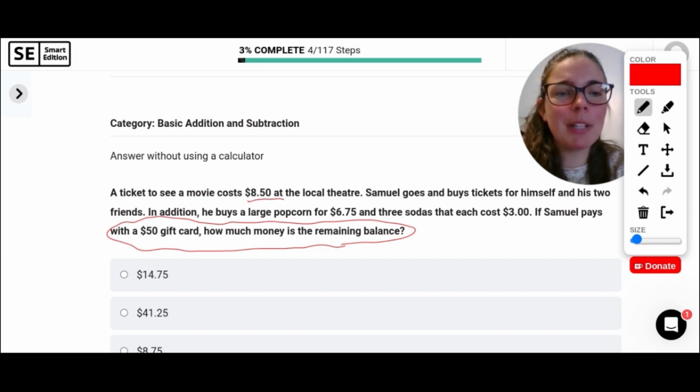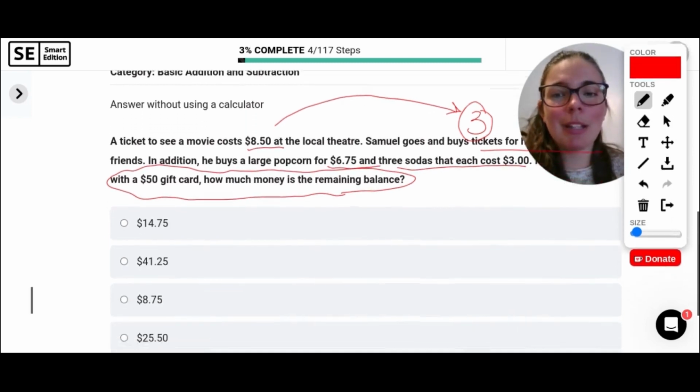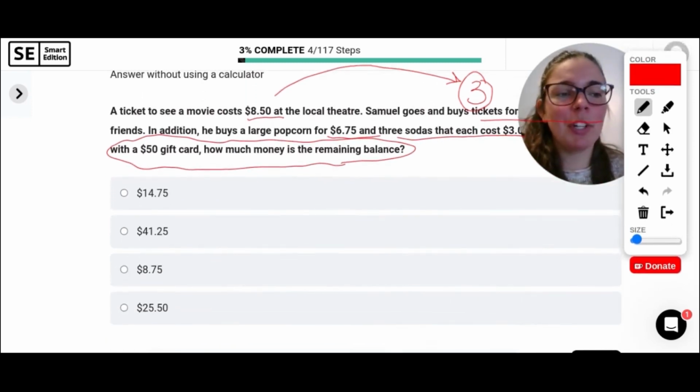It says he goes and buys tickets for himself and his 2 friends. So how many tickets is that? Samuel and then 2 other friends, this would be 3 tickets. So $8.50 is how much each one costs, but we're going to have to multiply that by 3. Then he also buys a large popcorn for $6.75 and 3 sodas for $3 each. So let's find how much he spends and subtract it from the $50 gift card.